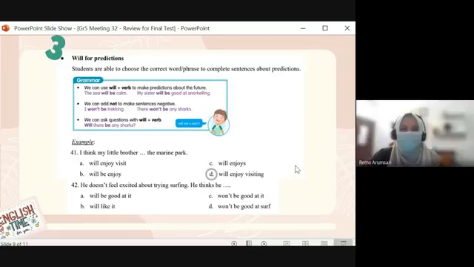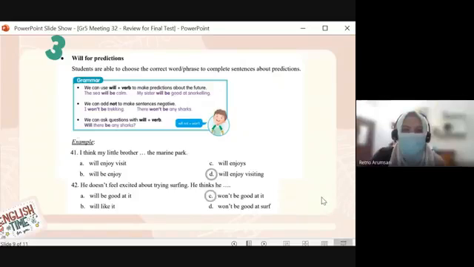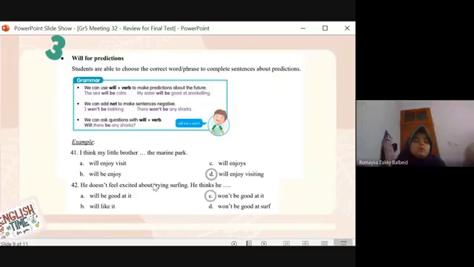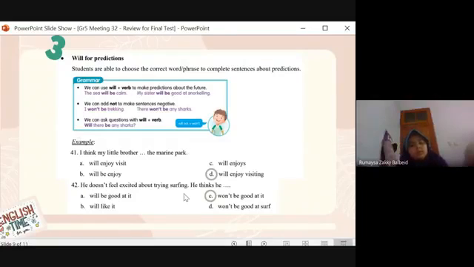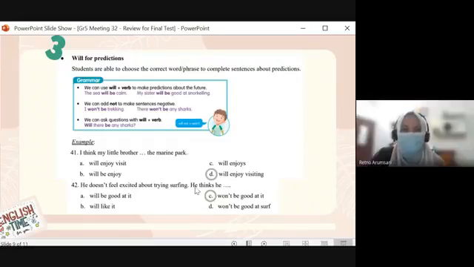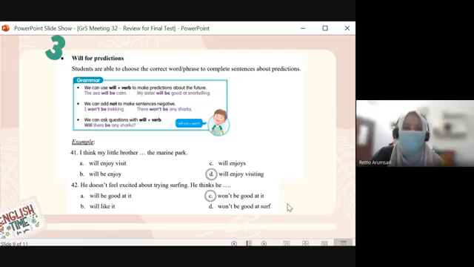Okay, number 42. He doesn't feel excited about trying surfing. He thinks he won't be good at it. C. Yes, he thinks he won't be good at it. He doesn't feel excited, that feels pessimistic, right?